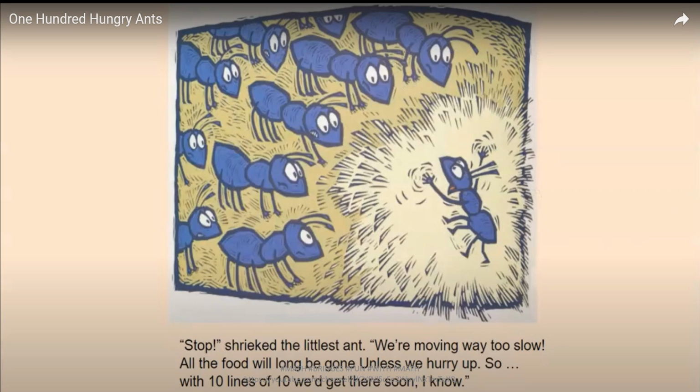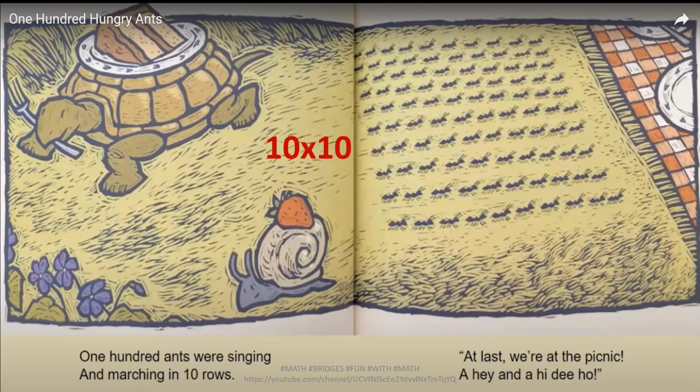Again, the littlest ant thinks we are moving way too slow. So it wants all the ants to hurry up. So now it wants to make 10 lines of 10 so that they can reach soon. Again, they race here and there. Then they make 10 lines of 10. So at last, all the 100 ants were singing and marching in 10 rows. "At last, we are at the picnic."